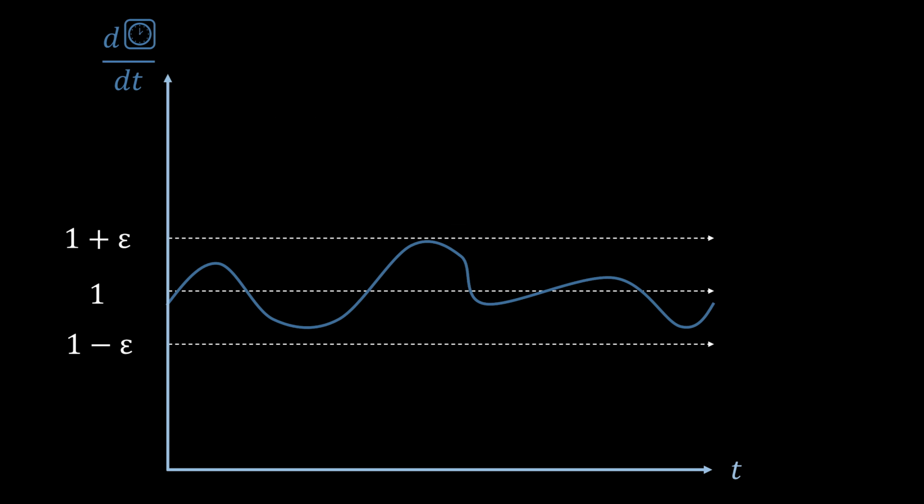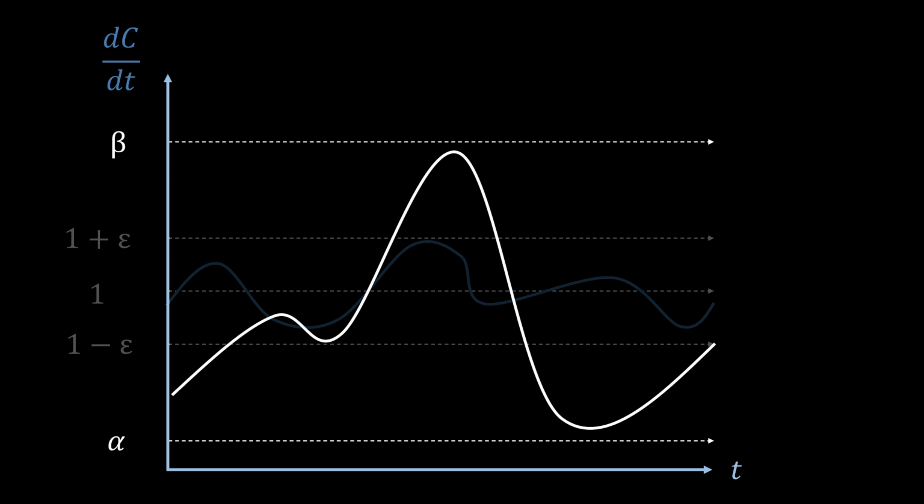Recall that the nodes' clock rates are always in the range 1 minus epsilon to 1 plus epsilon. For the sake of simplicity, we define that the nodes' clocks may also change at most at constant rates. The clock rate must always be at least alpha. The parameter alpha is greater than 0, which means that clocks are not allowed to stop completely at any time. Moreover, clock values may at most increase at rate beta.